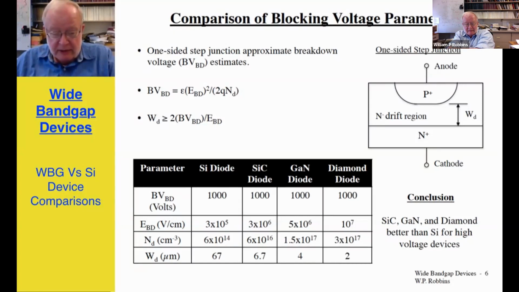And if you look at the table here, I'm assuming equal breakdown voltages for all four types of materials. And what we see is doping density in silicon has to be quite small, 6 times 10 to the 14th. The other materials can be a couple orders of magnitude higher, which means significantly lower on-state losses. The width of the drift region, or length if you like, is pretty long in silicon, 67 microns. All of the others are at least an order of magnitude smaller, with the smallest being in diamond. Smaller drift region lengths, of course, also mean smaller on-state losses.